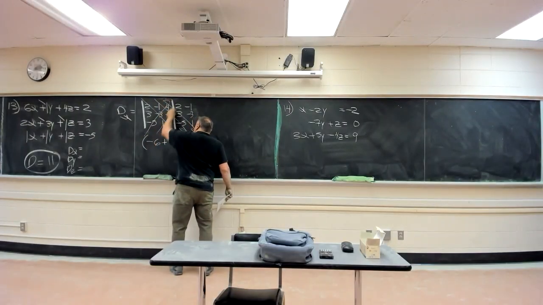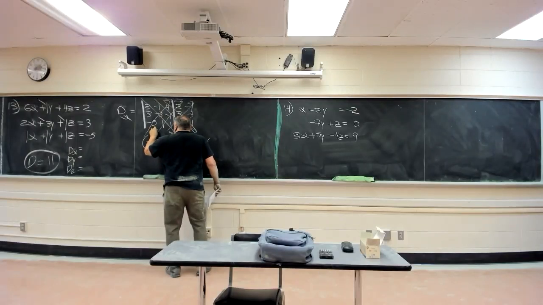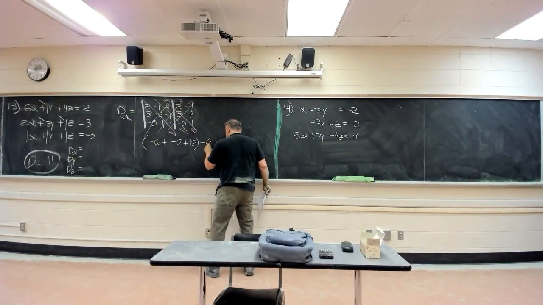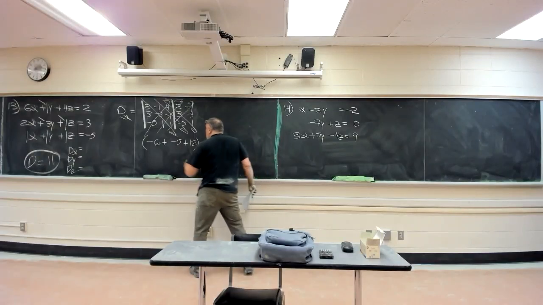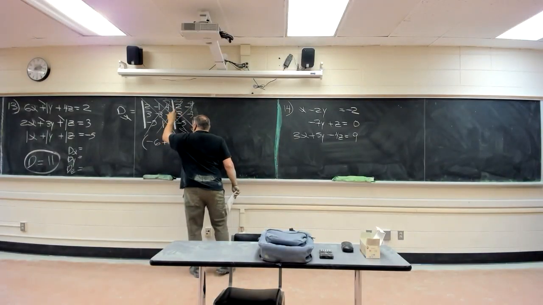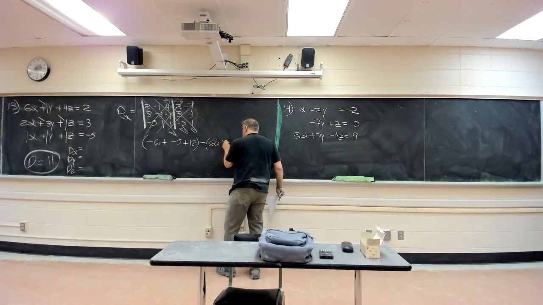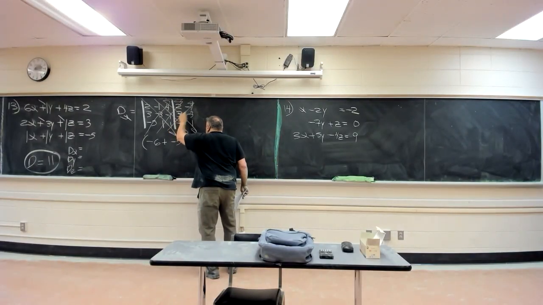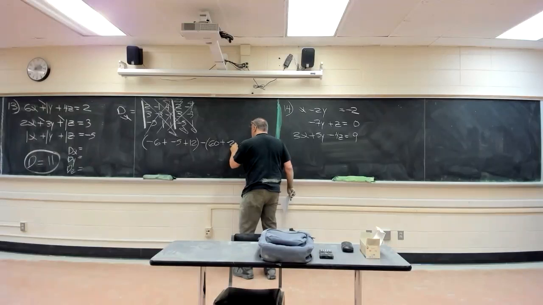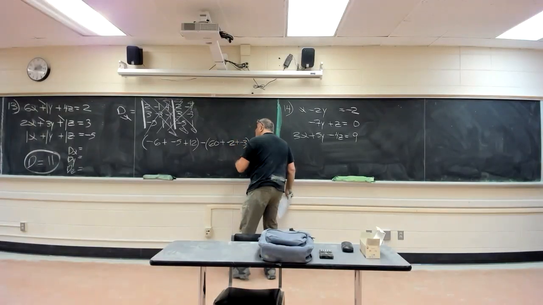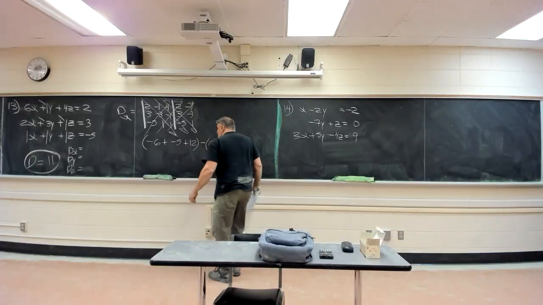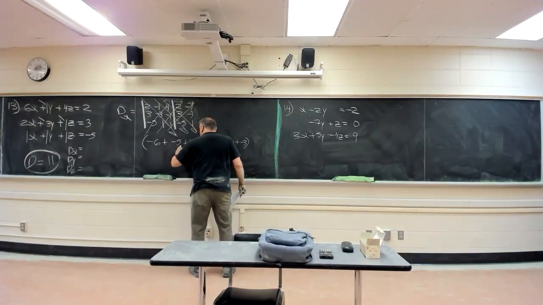Go here, go here, go here. -5 times -3 is positive 15 times 4 is 60. 1 times -1 times 2 is -2. And 1, 3, and -1 is -3. Sounds good to me. I'll add these together.